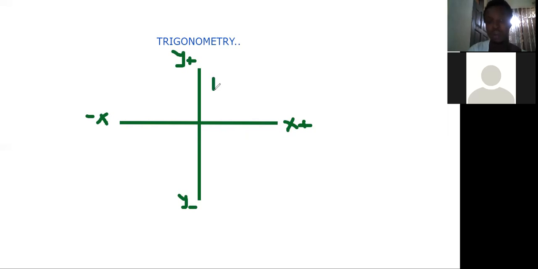So we are moving in an anti-clockwise direction. This is our first quadrant, this is our quadrant 2, this will be our third quadrant, and this will be our fourth quadrant. That is it. Now we are going to use the CAST system. When we say CAST, we are saying that here is cos, here is all.